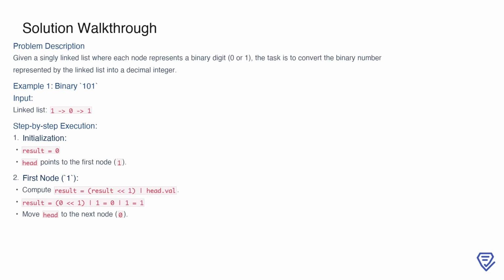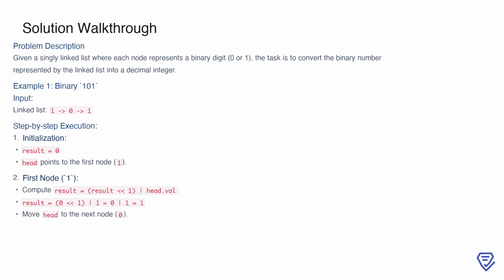The problem involves converting a binary number, represented as a singly linked list, into its decimal equivalent. Each node in the linked list contains a binary digit, either 0 or 1. For example, consider the binary number 101, which is represented as the linked list 1-0-1. To solve this, we initialize a variable result to 0, which will hold our computed decimal value. The head pointer starts at the first node, which contains the value 1.